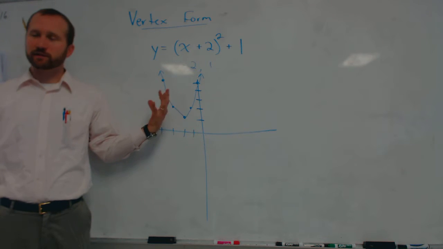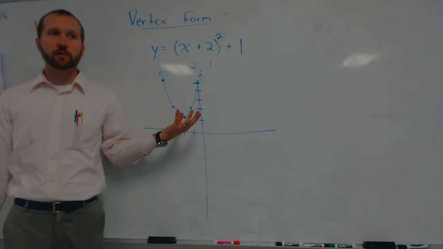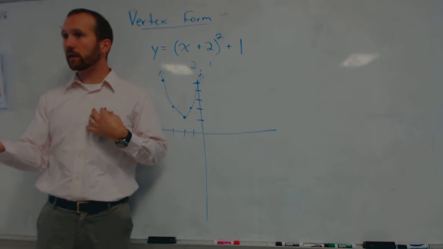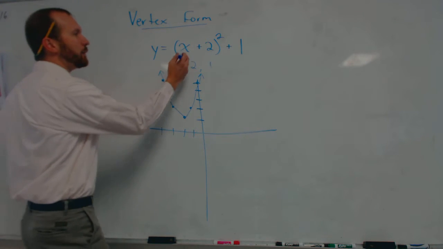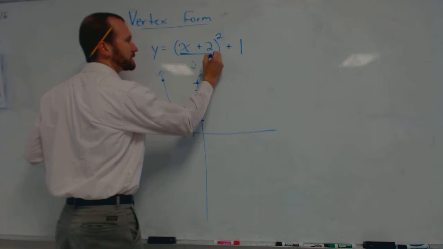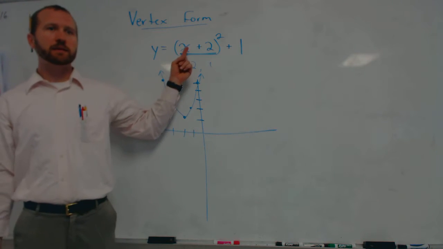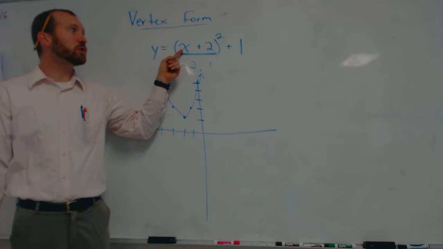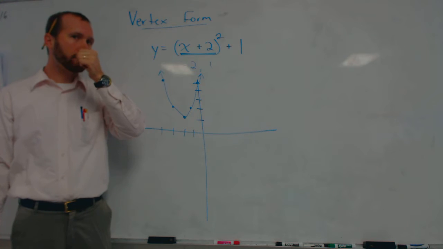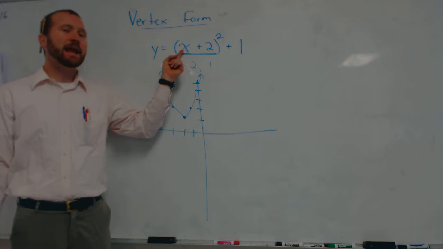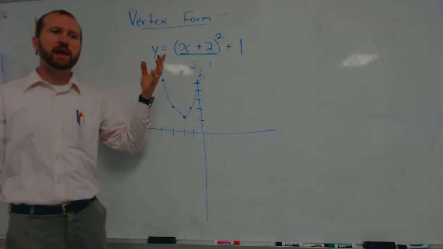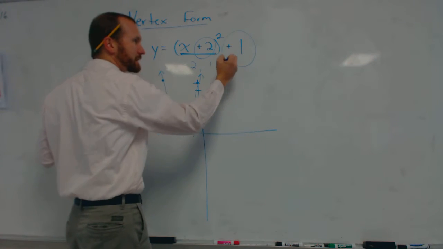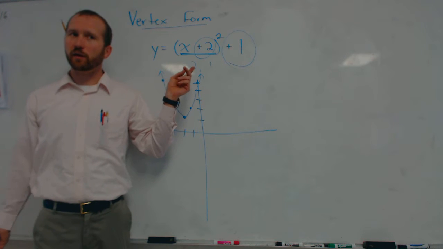Think about how much faster that is than the standard form. Wait, how did you get negative 2? I didn't see that. How did I pick negative 2? I didn't do it, you guys came up with it. Whatever's in the parentheses, it's just the opposite. What would make this 0? If x were negative 2. If x were 2, 2 plus 2 would be 4, right? So x would have to be negative 2. So the x is the opposite of what's in the parentheses. The y is the same as what's over here.